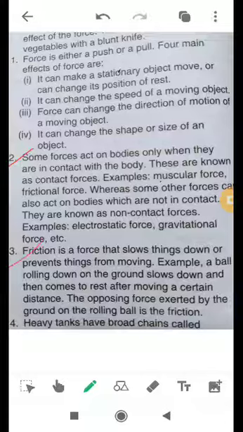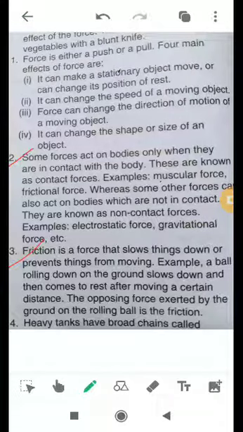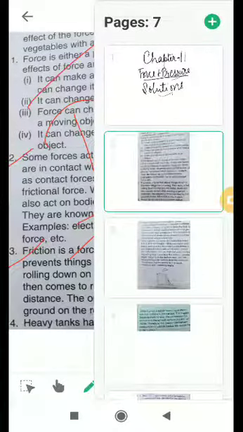Now question number 3. What is friction? Explain with an example. Friction is a force that slows things down or prevents things from moving. For example, a ball rolling on the ground slows down and then comes to rest after moving a certain distance. The opposing force exerted by the ground on the rolling ball is the friction. Okay, now these are the answers of D column. Now next slide.